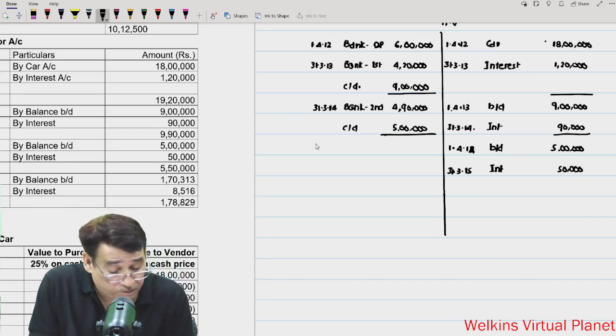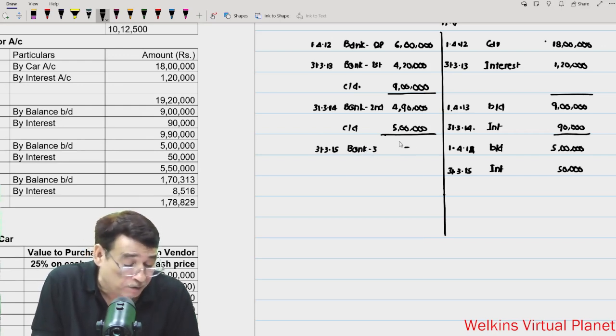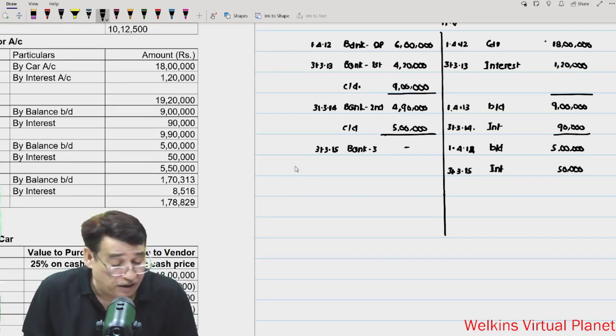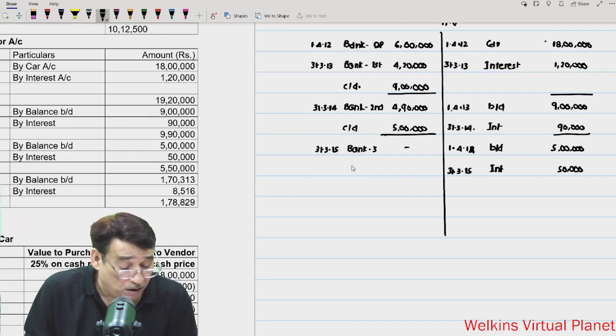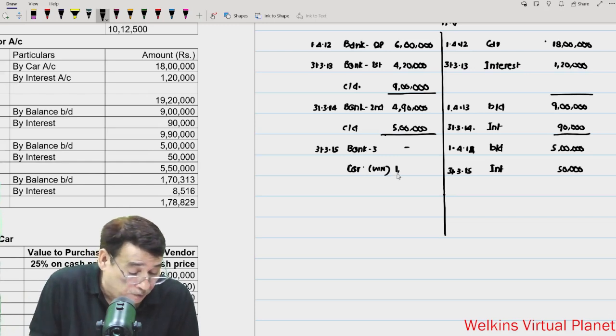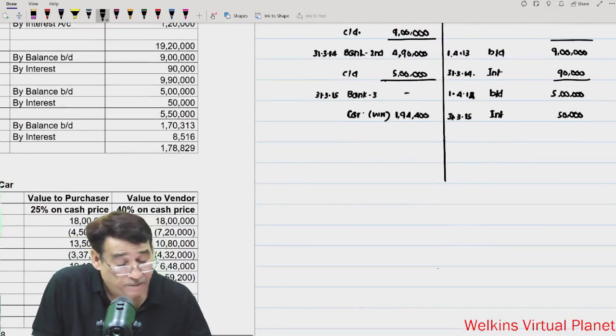Now, in the final year, 31st of 3, 2015, first of all, I will write to bank, although it is not needed, just for better understanding. We were supposed to pay the third installment, which we didn't. On account of that, as I told you casually earlier, the vendor actually took back one of the cars, correct? So you will write here the name of the asset, that is car actually, and the value which we have already determined is equal to how much? 1,94,400. At this value, let me check it up also. 1,94,400, correct?